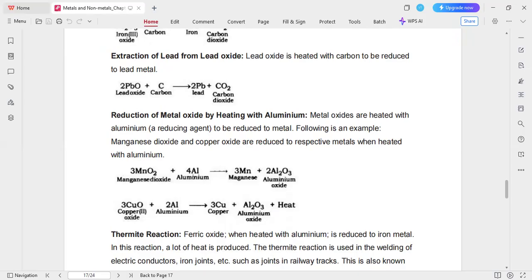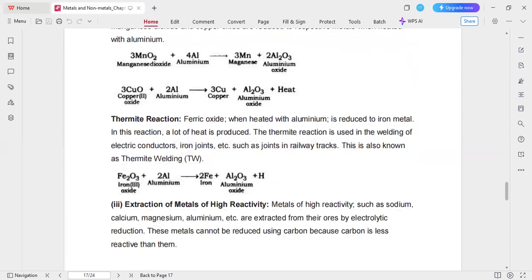So MnO2 reacts with Al, gives you what? Mn plus Al2O3. So manganese dioxide reacts with aluminum, gives you manganese plus aluminum oxide. Similarly, copper oxide CuO reacts with aluminum, which leads to copper plus aluminum oxide plus heat. So CuO is reduced to copper, Cu. Now, what is the thermite reaction?